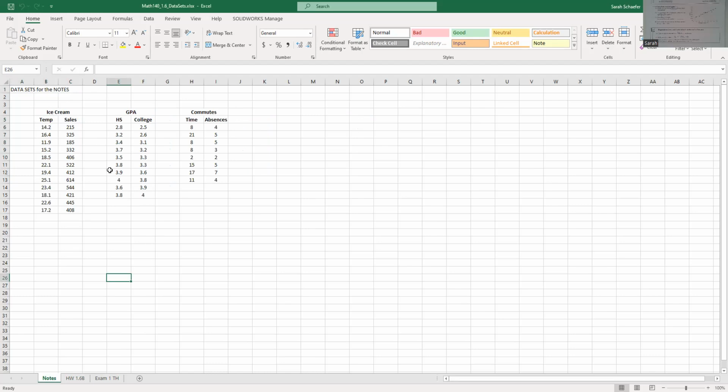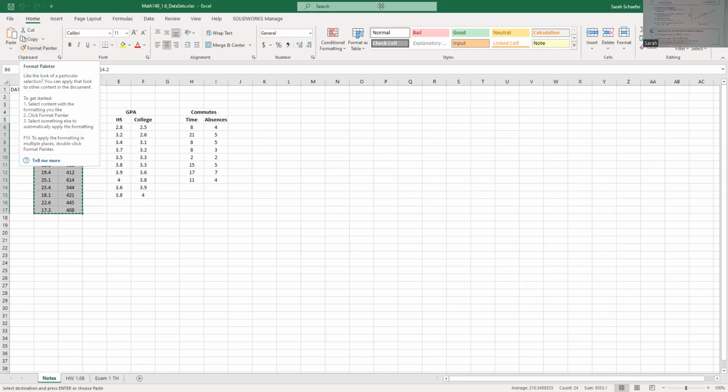We want the ones for the ice cream sales. So I'm going to highlight just these numbers, the temp and the sales, and then copy those. Then I'm going to switch over to Desmos. Give me a second while I switch screens again.